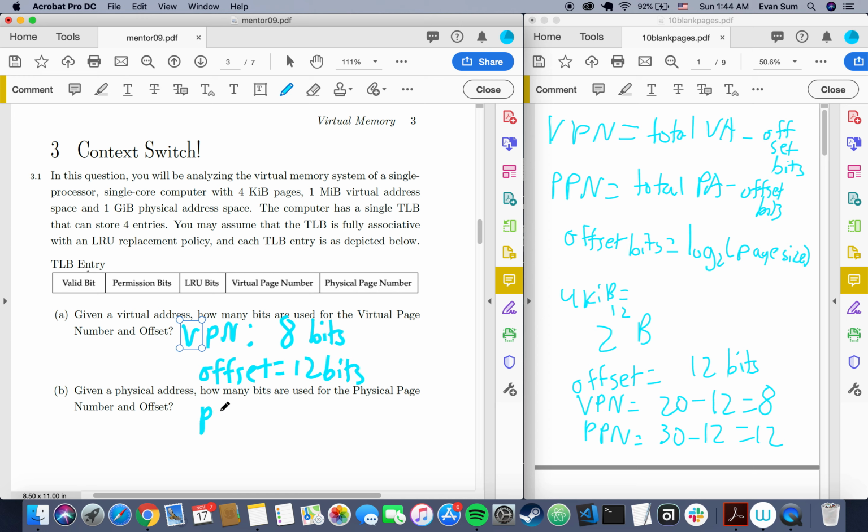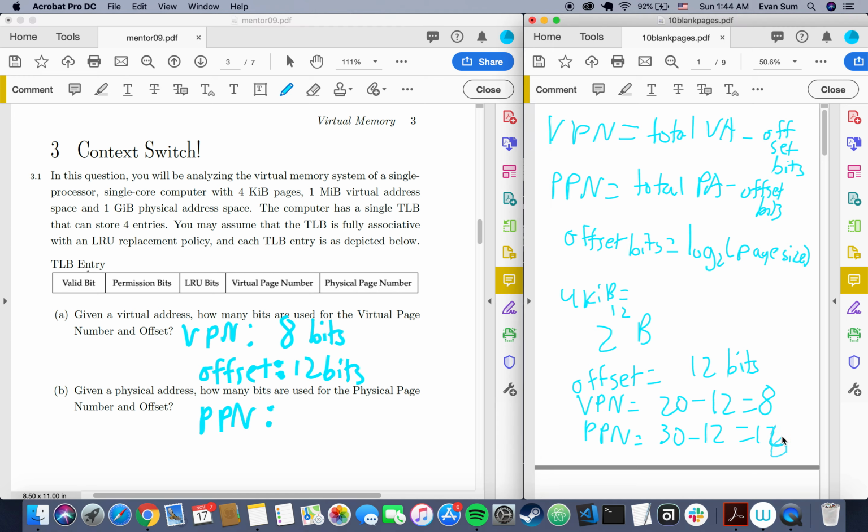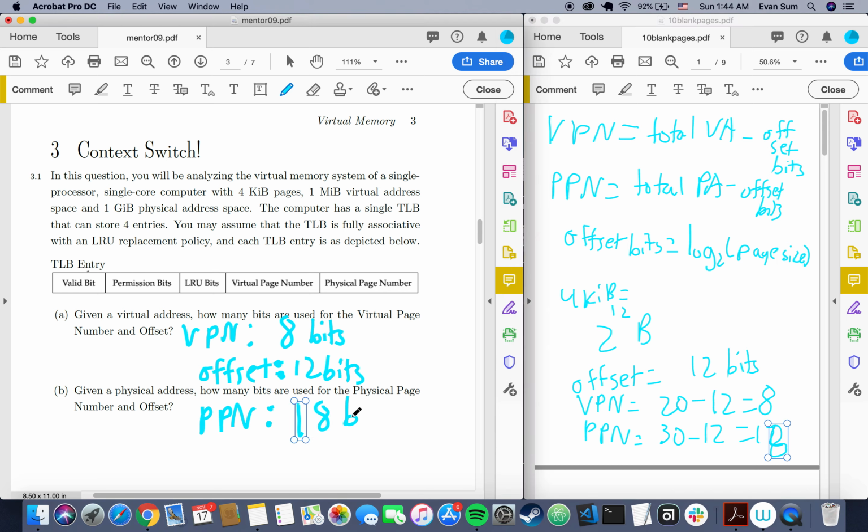And over here, I made a mistake earlier, so this is 18. So their PPN is 18 bits, while the offset is 12.